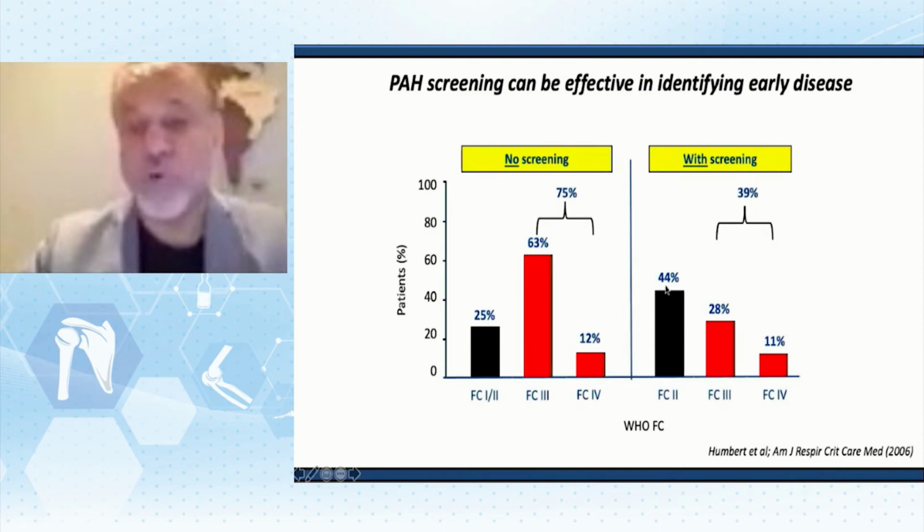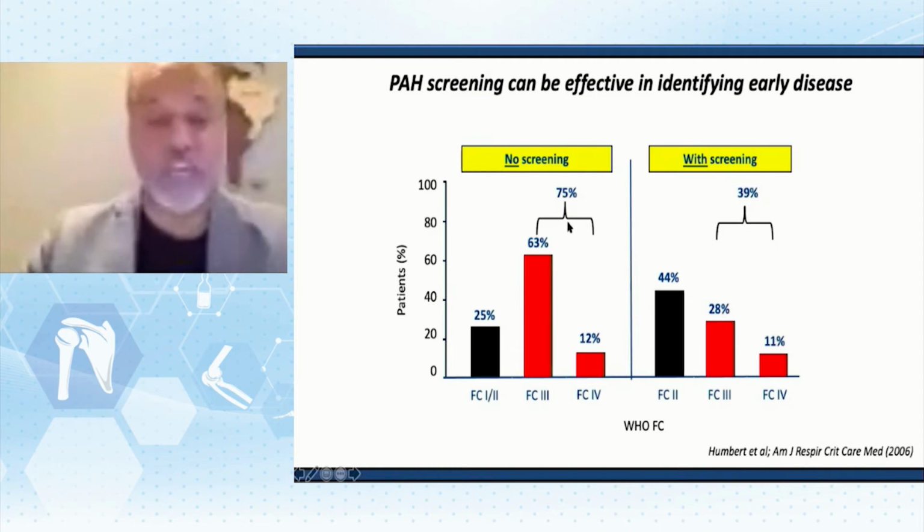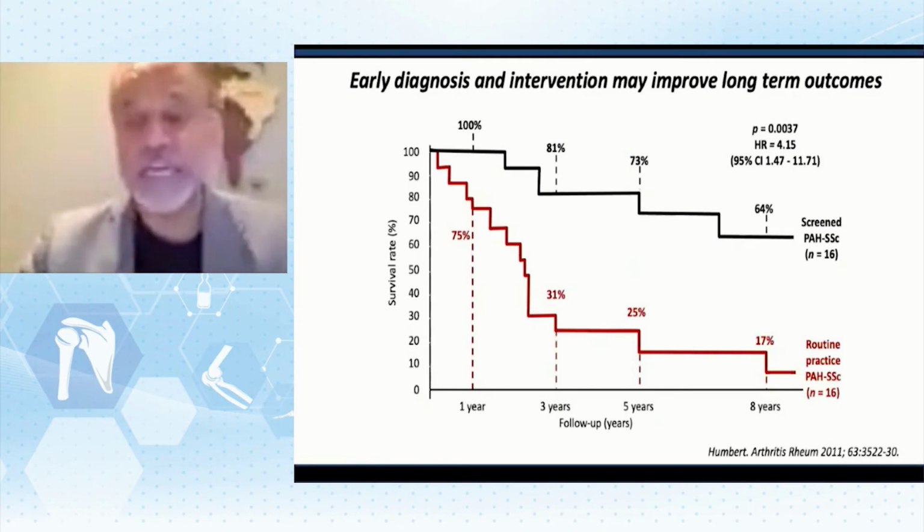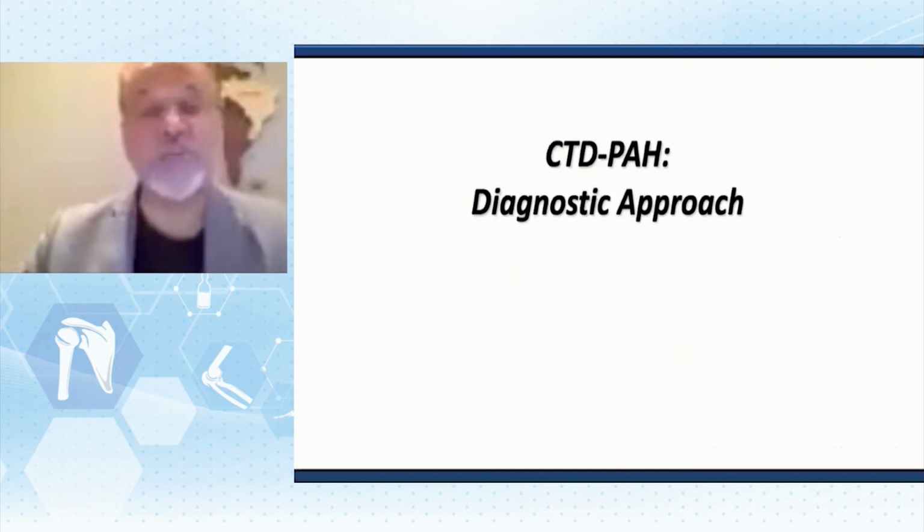And this is the French study by Marc Humbert, which found that in those patients who were screened, we were able to pick up many more cases at an earlier stage of the disease. About 40% only will be picked up late, compared to about 75% if you don't screen your patients. And furthermore, certainly yes, those patients who were screened and treated early had almost double or triple the survival compared to those patients who were not screened.